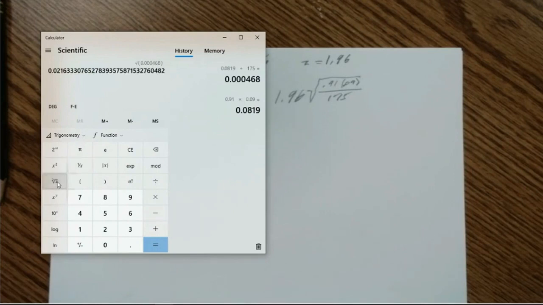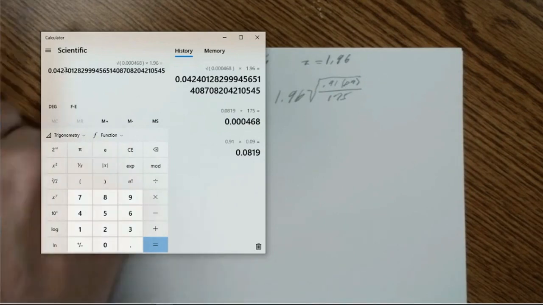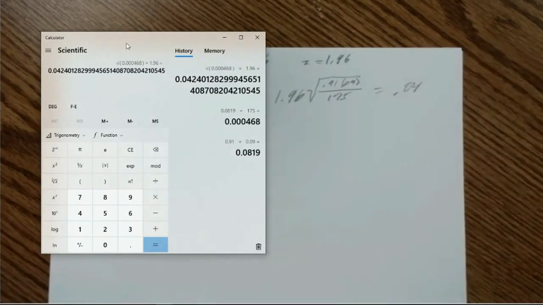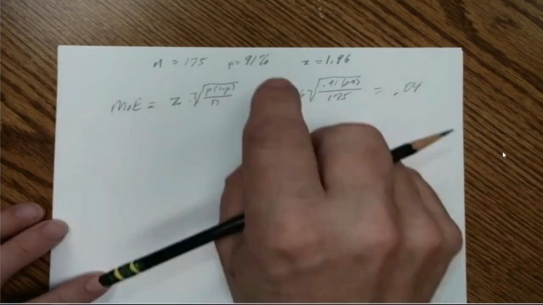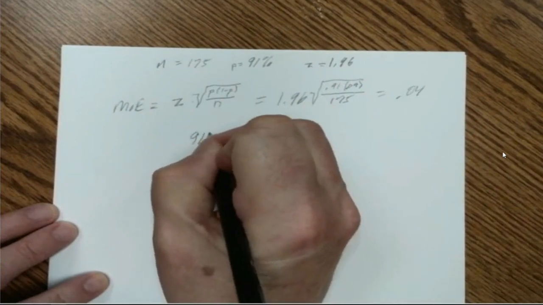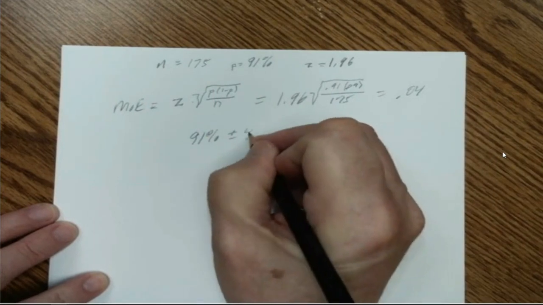So I hit the square root button, and the square root is 0.021633. And I multiply that times 1.96. I see 0.04. We can round it down, 0.04. So what that tells us then, it asks what is the 95% confidence interval? 91% plus or minus 0.04 or 4%.